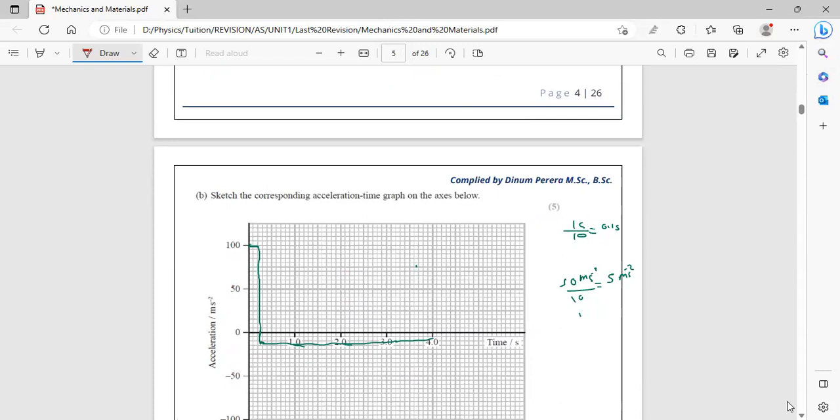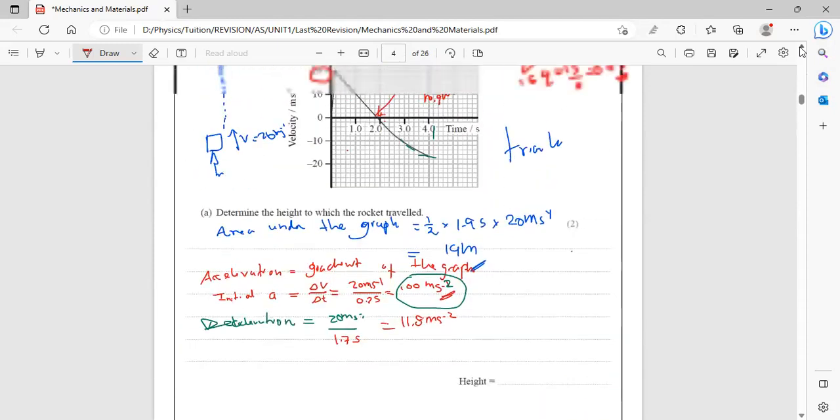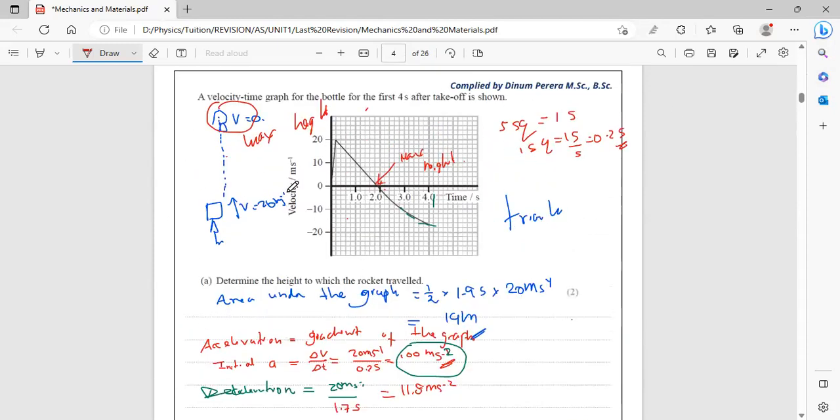Right, sketch the corresponding acceleration time graph for the axis below. The other feature of velocity time graph is the acceleration. The acceleration is given by the gradient of the graph. In the first part of the graph, there is a huge acceleration to bring the velocity to 20 in 0.2 seconds. So we can find the initial acceleration using the gradient of the graph. That will be 20 divided by 0.2 seconds, that's 100 meters per second squared.